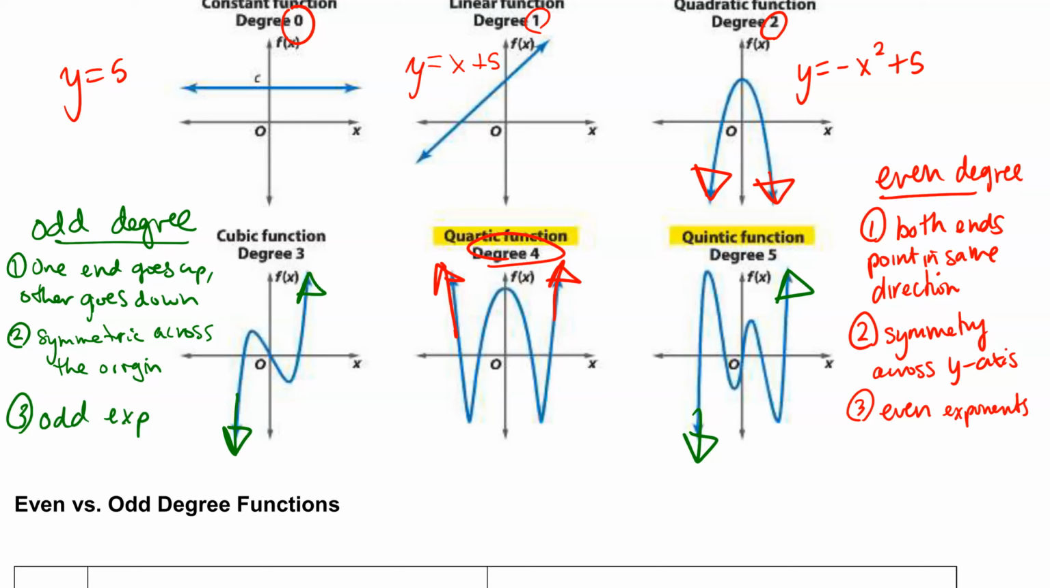And then the bottom half of this page goes into a little more depth on this. I think it literally answers the question Jesse asked: what if we have a negative in front of it? Well, we're going to discuss it. So, even versus odd degree functions.